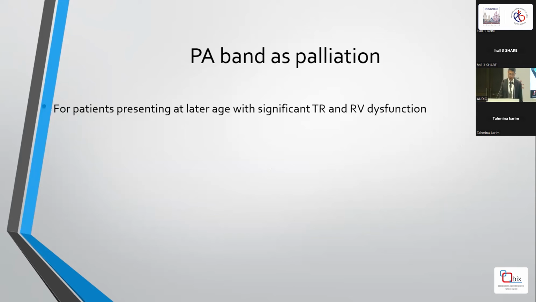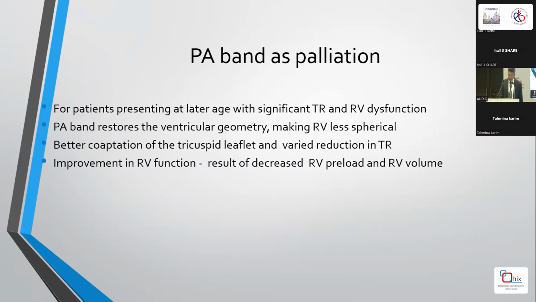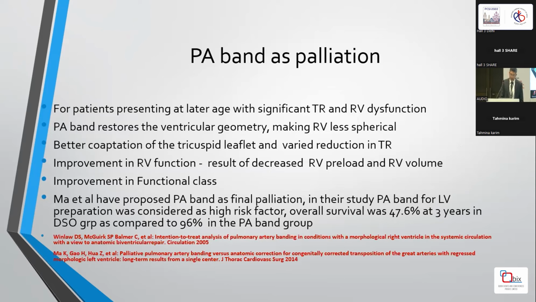And PA band as final palliation comes for patients who had TR-RV dysfunction or presenting at a later age. What PA band does, as I've already spoken, is that it restores the RV geometry, it reduces TR, and there is improvement in functional class. And this is data which comes from Ma et al. And it has shown that PA band as final palliation had very good survival, and there was no risk of ventricular failure as compared to the double switch group.